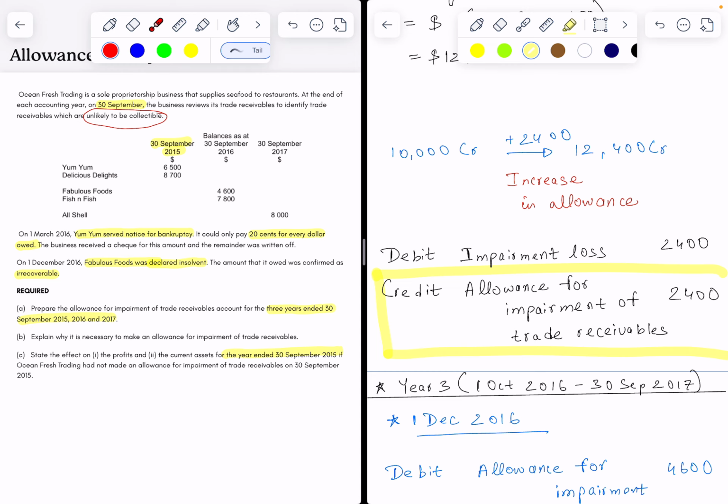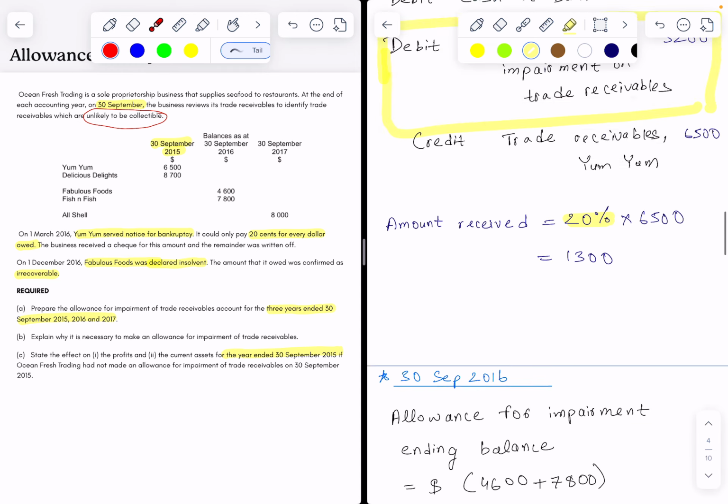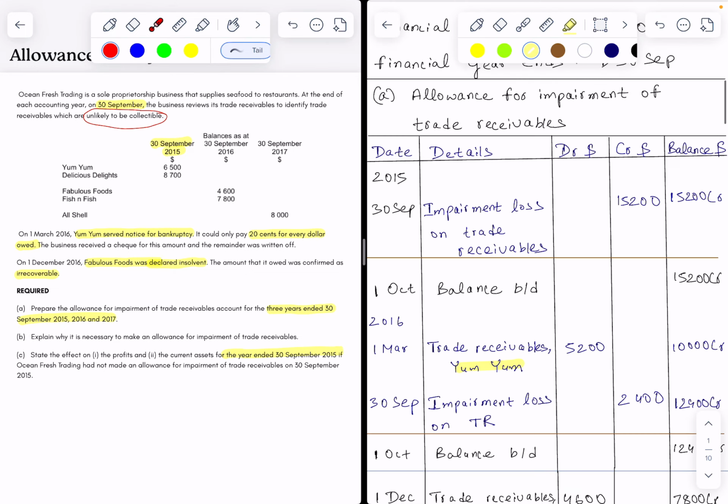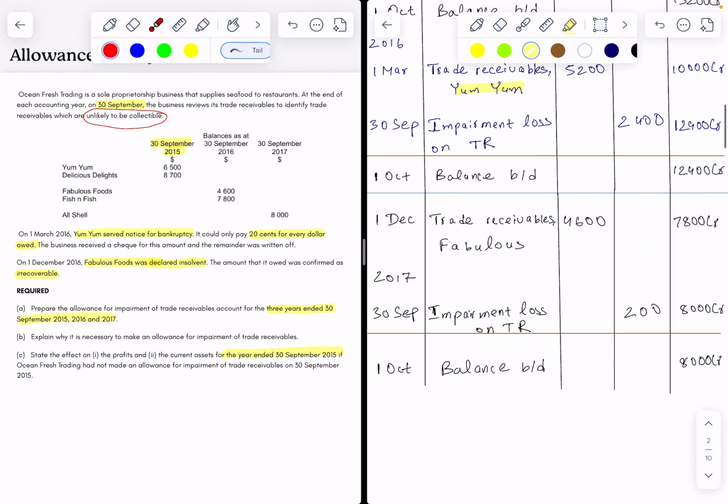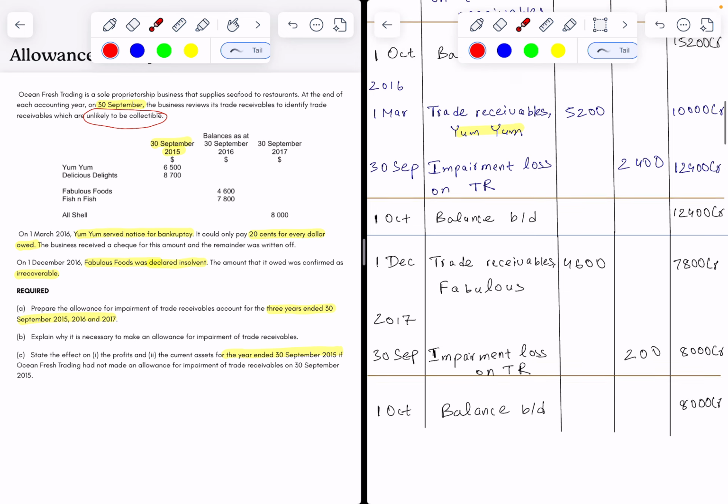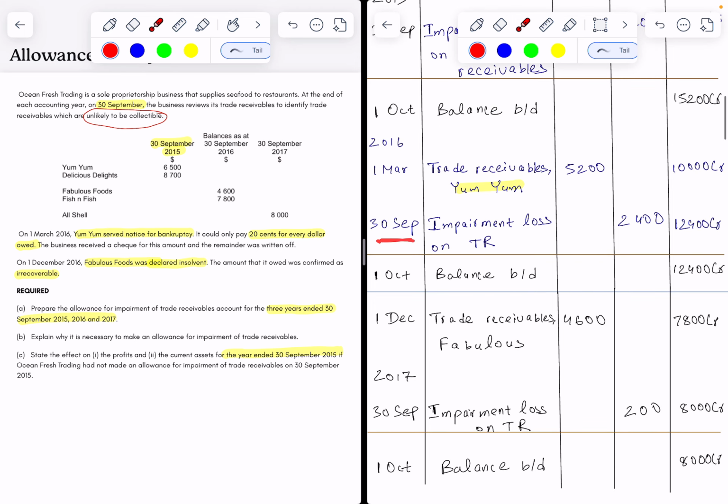So hold this thought now, and I'll just scroll back up to our ledger account. All right, I hope I'm not breaking your focus by scrolling. So at 30 September 2016, all right, we've got 12,400 credit as the final balance based on the totals owed by Fabulous Foods and Fish and Fish. Okay, and we understand that the allowance for impairment of trade receivables account is to be credited by $2,400.